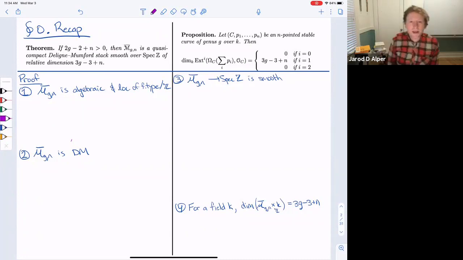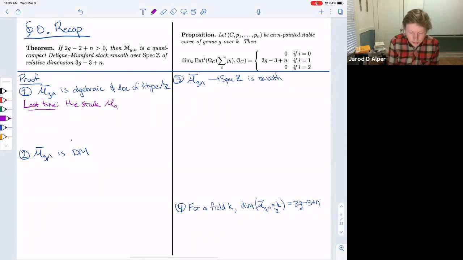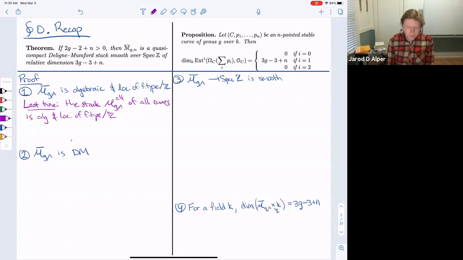Breaking this down into the different pieces, we need to know that the stack is algebraic and locally of finite type over Z. And our approach was that we showed last time that the stack M_{g,n} of all proper curves is algebraic and locally of finite type over Z. And we showed this directly using the Hilbert scheme, by exhibiting smooth presentations from a Hilbert scheme. There are other ways to do this as well.